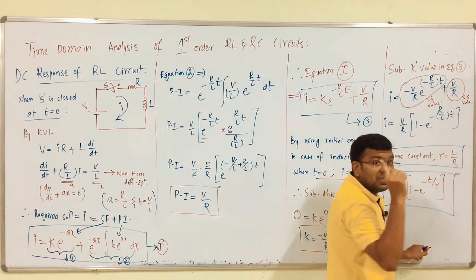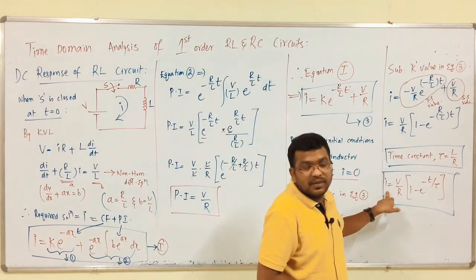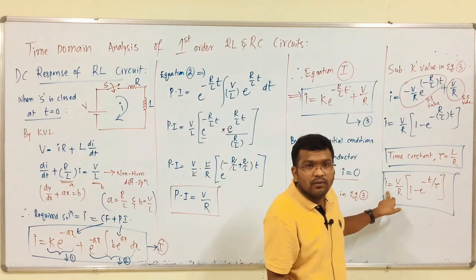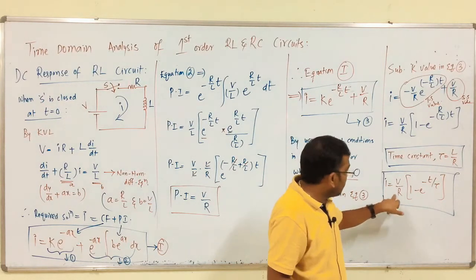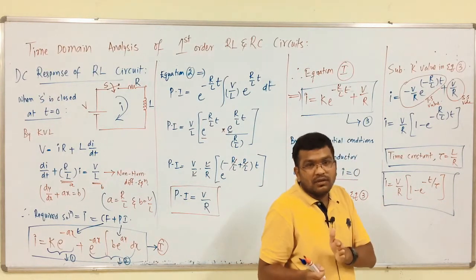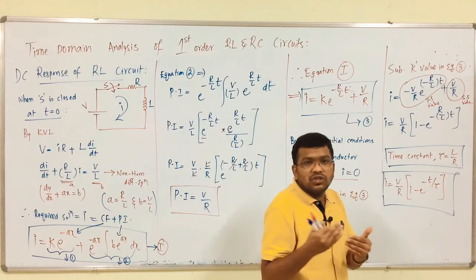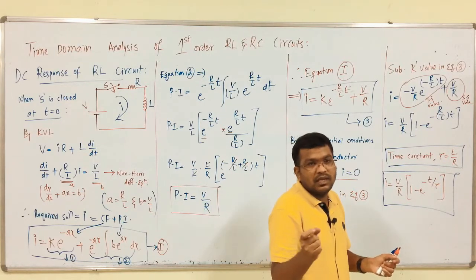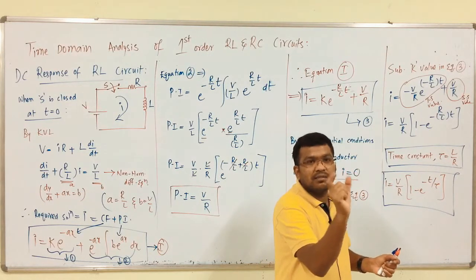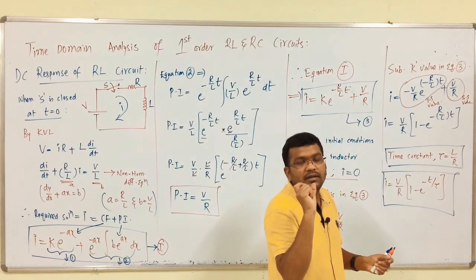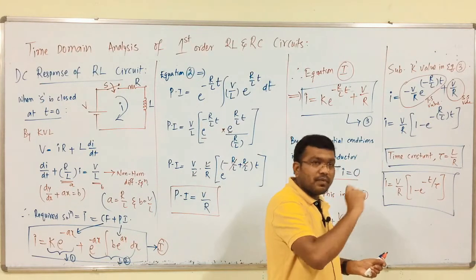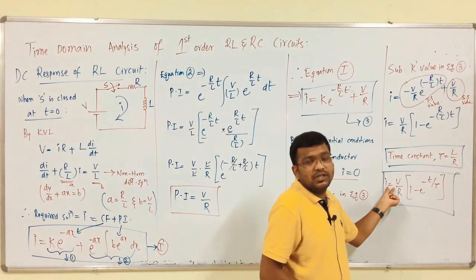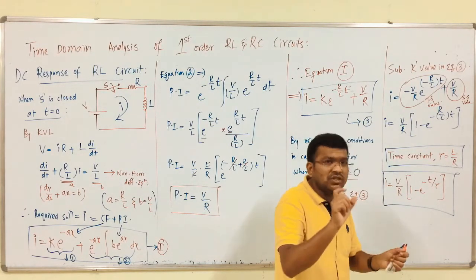Obviously, what will happen? There is a change in the value of current, from one value to another value. So, because of this, there is a transition. The transition is nothing but the transient state, meaning there is a change in the value of time. Obviously, the change in time is nothing but the transient state. If the value of current or voltage does not change, that state is nothing but the steady state.